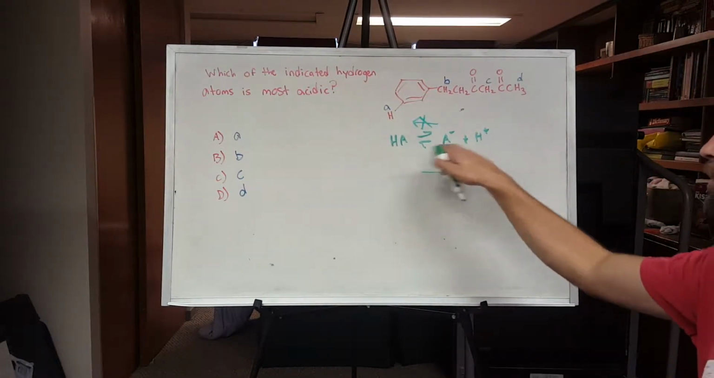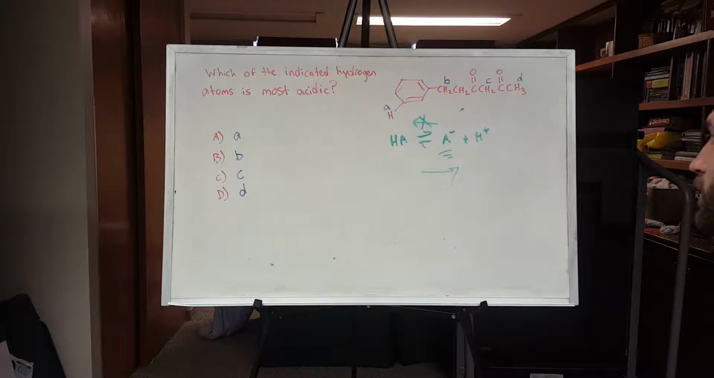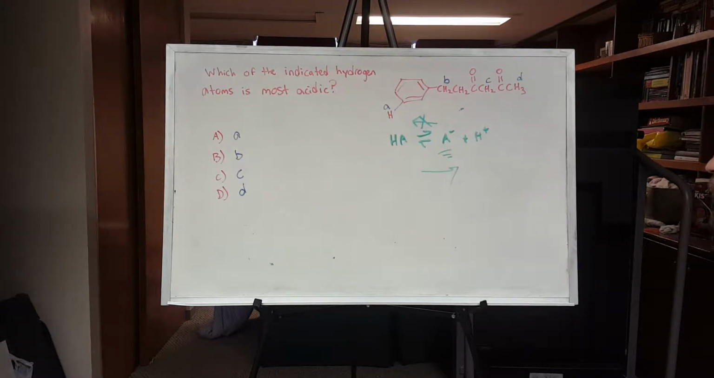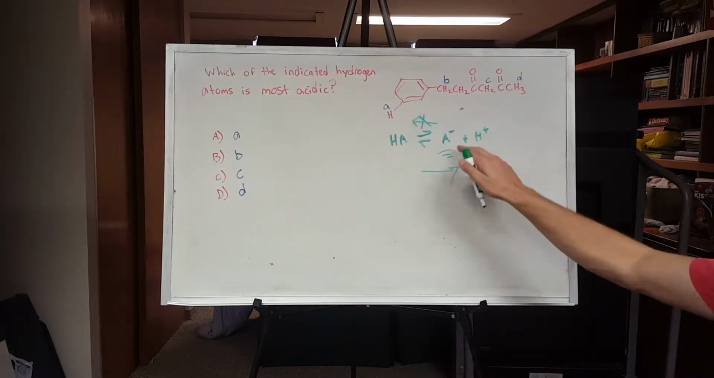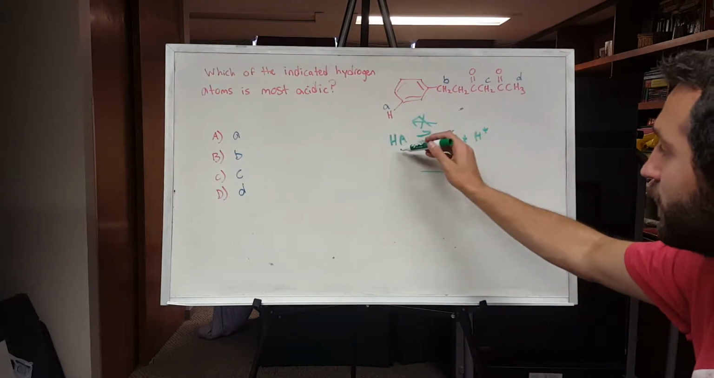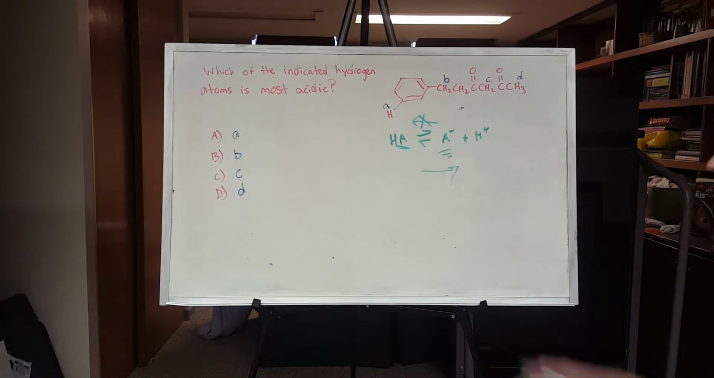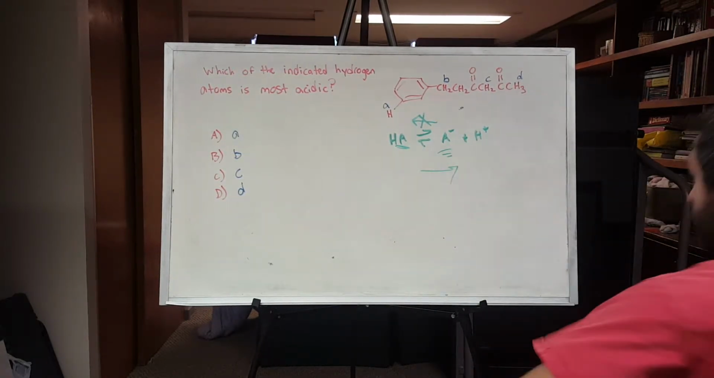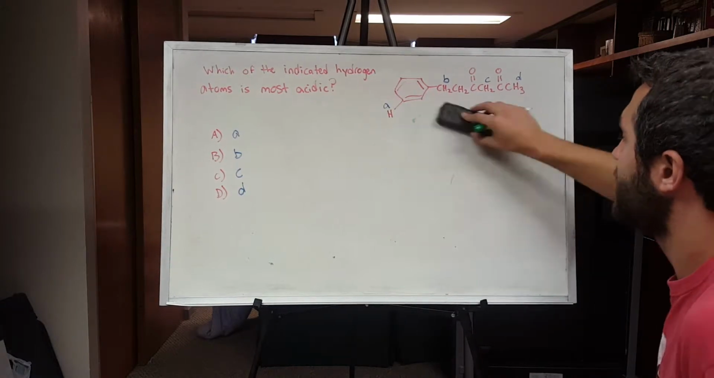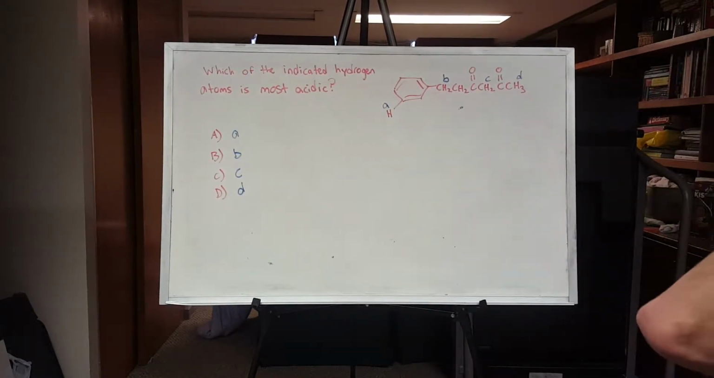Here, it's not going to want to pick up an H if it's really stable. It's just going to stay in this form if it's stable, so that this acid will donate most of its protons, and equilibrium will lie on this side. That's acidity 101. So we want to look at the stability of the conjugate base.